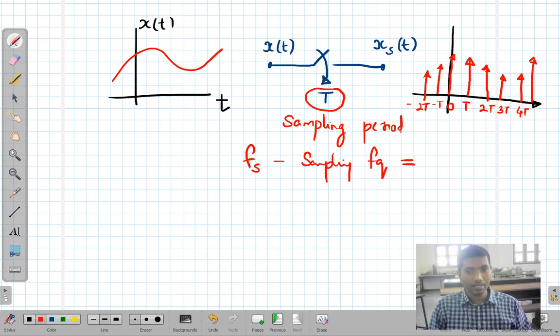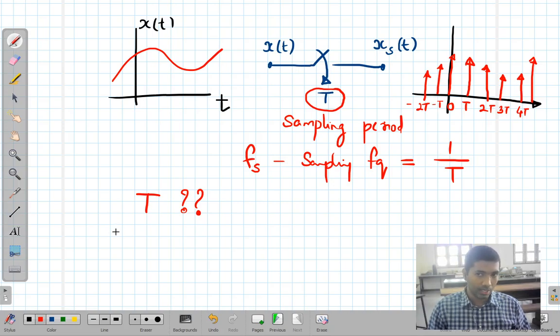So sampling frequency is nothing but 1 by capital T. One of the key questions that we need to address is what can be a good sampling period? Can we have a high sampling period or a low sampling period, and which sampling period is to be selected?